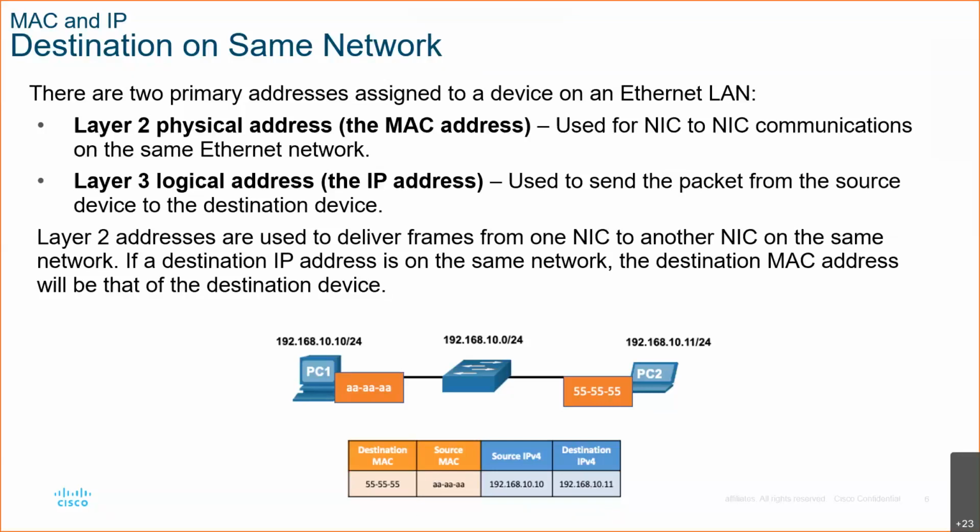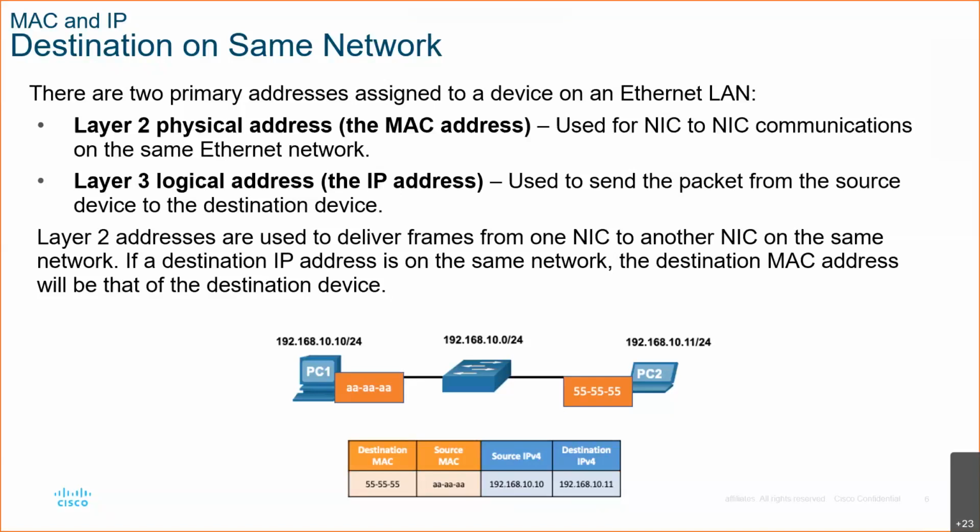The moment you want to go outside the network, the MAC address can only go until the gateway. That means the router. So the destination is going to be the MAC of the router, because outside that router, outside the network, the IP version 4 or IP version 6 address will take place.